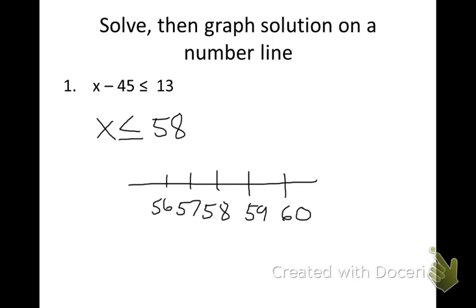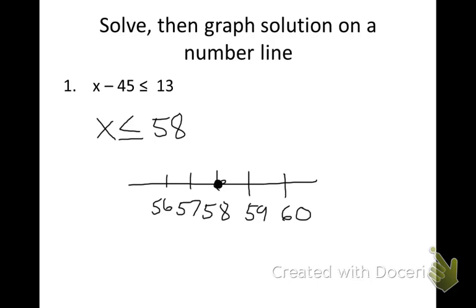And then I need to have a closed dot because it has the line underneath to show that it's less than or equal to. So there's going to be a closed dot here. And then I need to shade in the proper direction. This is probably the part that most people mess up on. If I read what I solved for, I came up with x is less than or equal to 58. So think about a number that is less than 58. 56, 54, 10, 25, those are all less than 58. So I would shade in the direction of where all those numbers are at.